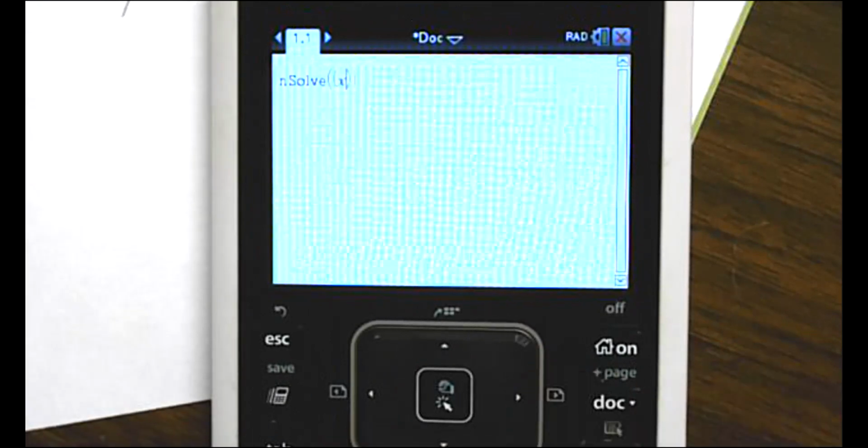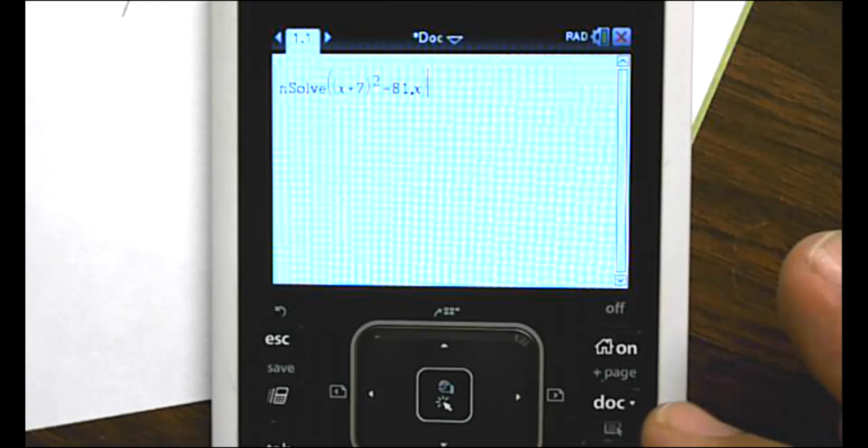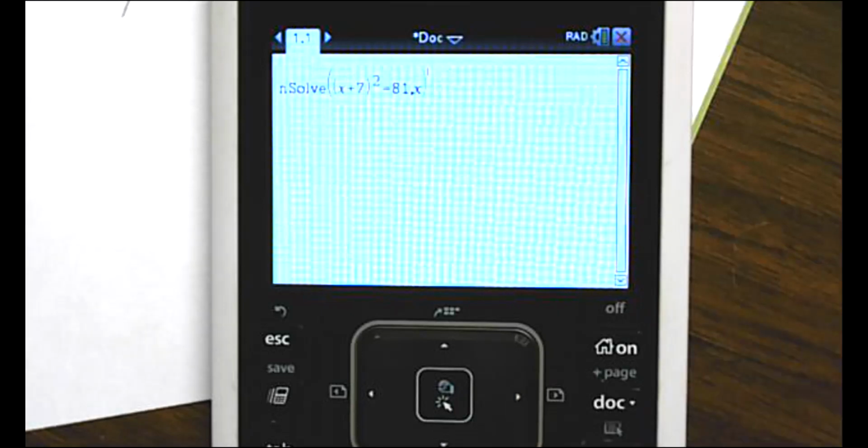So it's x plus 7 squared is equal to 81. Remember, you have to put a comma and then an x in the parentheses. And then just hit enter. It tells you 2.